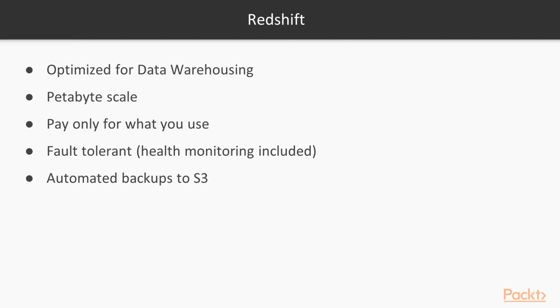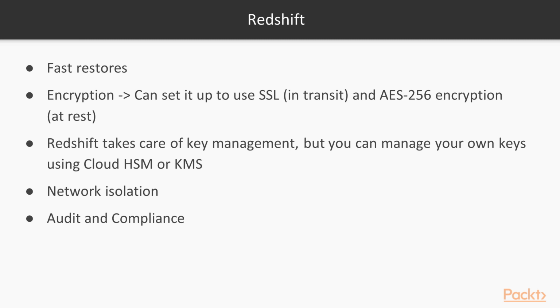It's fault tolerant, as you'd expect from a cloud service, and backups are made automatically to Amazon S3 using the snapshot model. And of course, we can then restore from snapshots when we need to. You can configure encryption, both in transit using SSL and at rest if you require. And Redshift can either take care of the key management for you, or you can manage your own keys using CloudHSM or Amazon's key management system.